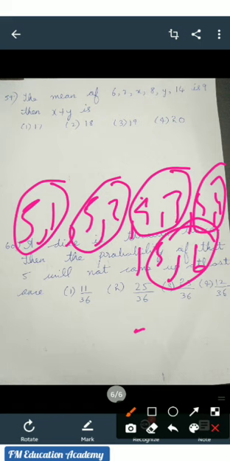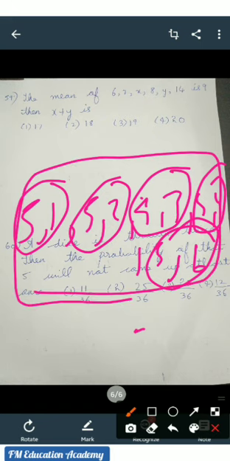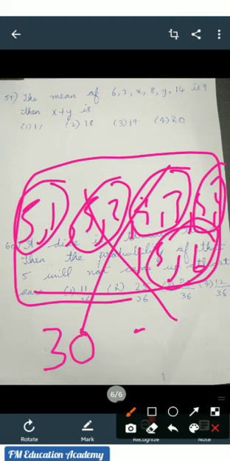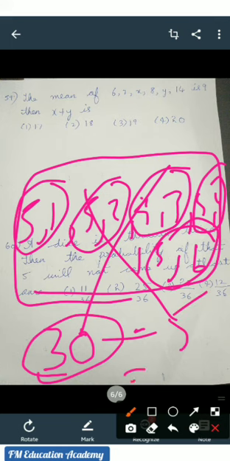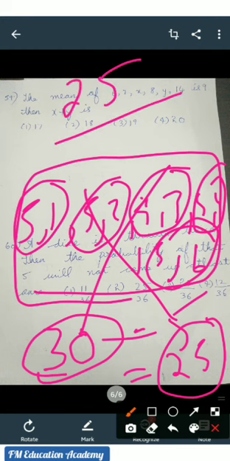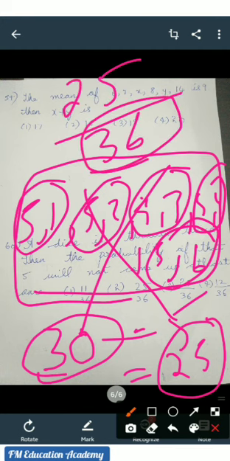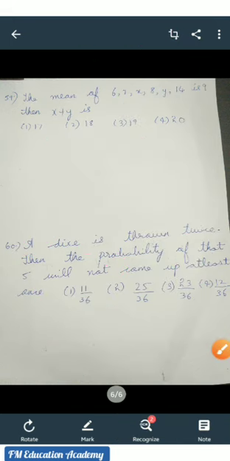So here you will have 5 in the row. We had 30 till now, because 6 we had subtracted. So now again subtract 5, 30 minus 5 is 25. So how many are the favourable outcomes? 25. But how many are the total outcomes? 36. Why? Because the die is thrown 2 times. So what is the probability? 25 by 36, which is option 2.